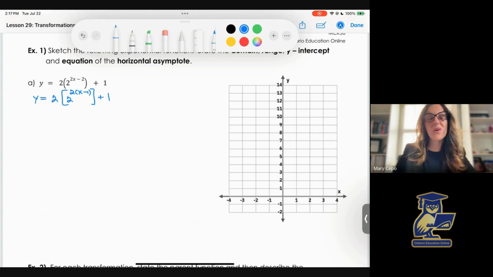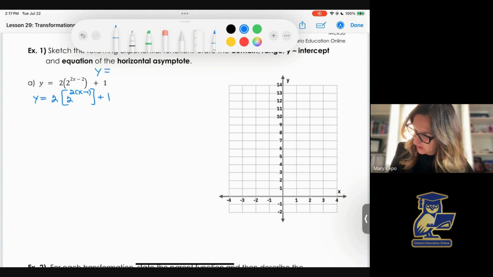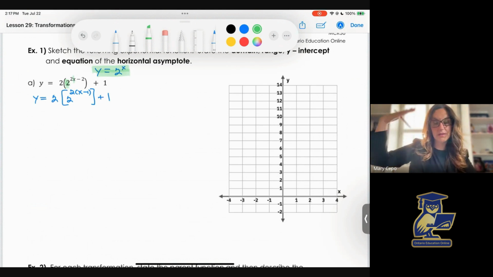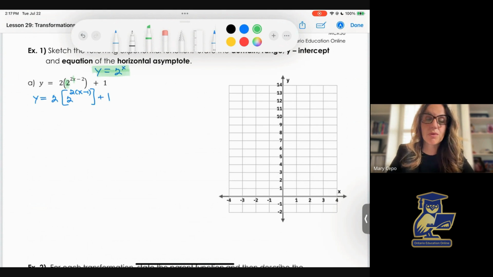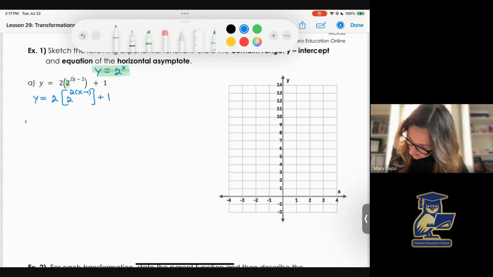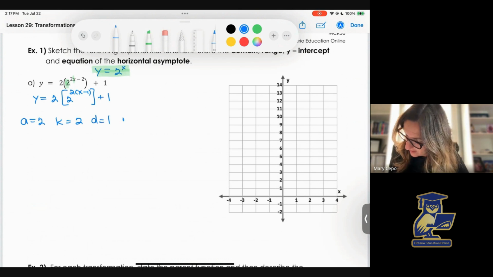Okay, so it's very critical. As I said, you always have to identify what the base function is. In this case, it looks like the base is 2 to the power of x. So whatever the base is, that x is in its exponent, in this case it's 2. We don't want to mix that up with the a value. It happens to be the same number, but we always want to identify what the base value is first. So then we identify a is equal to 2, k is equal to 2, d is equal to 1, and c is equal to 1.